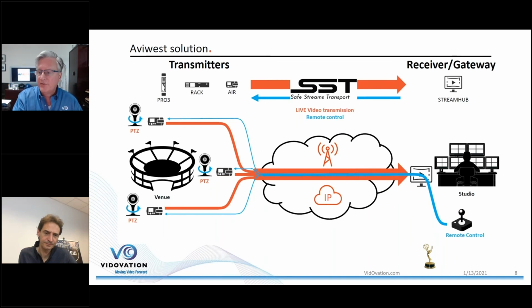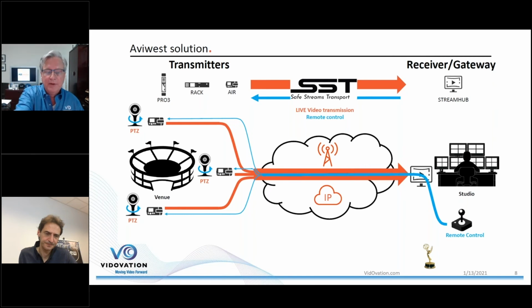Here's the slide. We talked about this in some of David's slides, that the AVIWest Stream Hub, or their receiver, acts as the gateway, not only to receive the video, but to route the control packets with the CyanView system, to route it out to the assets out in the field. So you can see here PTZ cameras.